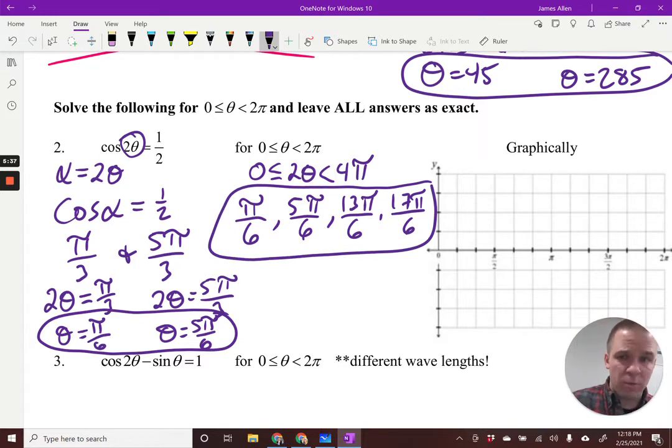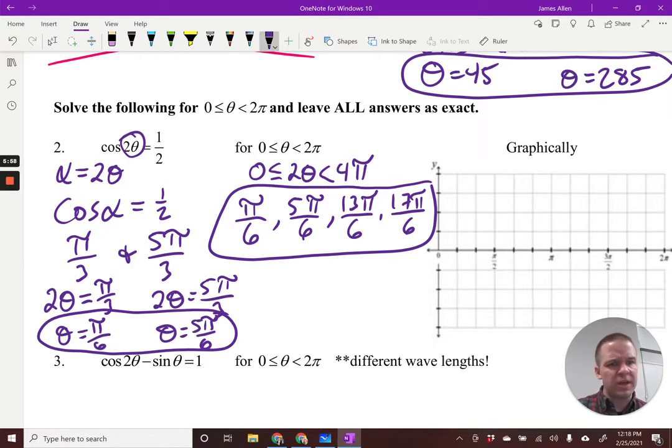So a couple parts here. One, I solved for that, basically that 2 theta being pi over 3 and 5 pi over 3, which gave me the pi over 6 and the 5 pi over 6. But I also had to expand that domain because we're talking about 2 theta, not just theta that we were solving for, okay?